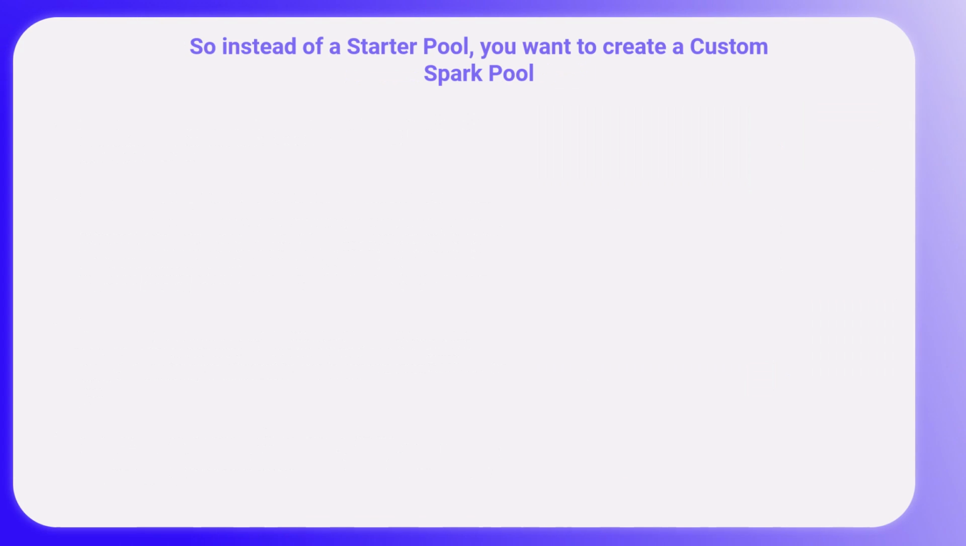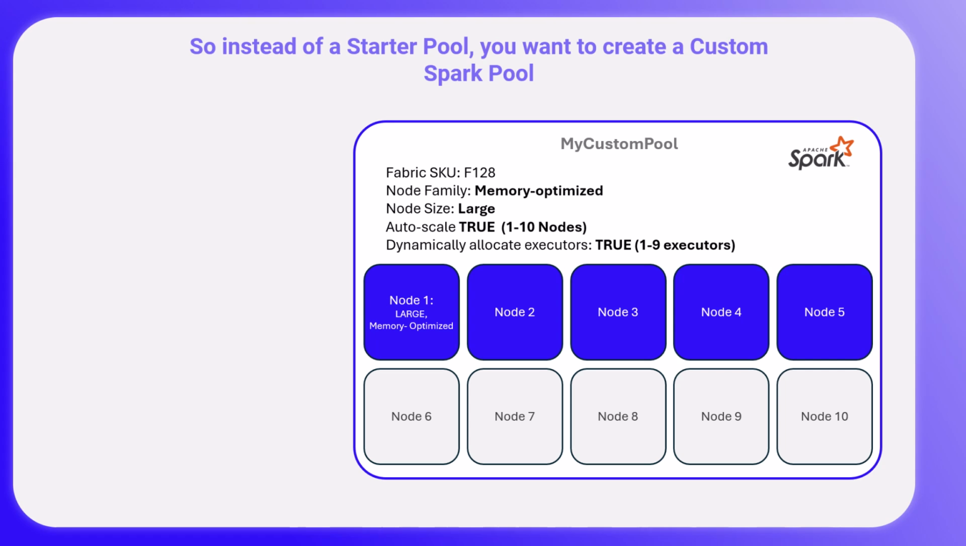So instead of the starter pool, you choose that you want a custom Spark pool. So here is an example of a custom Spark pool. Here I've increased my Fabric SKU to F128. I've increased the node size to large, and I've got the same range in the auto-scaling and in the executors.